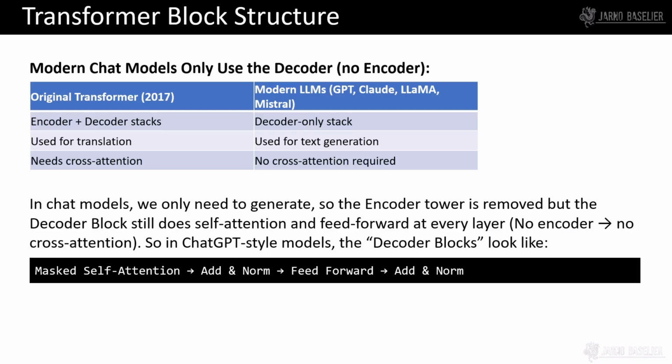So in chat models, we only need to generate. So the encoder tower is removed, but the decoder block still does self-attention and feed forward at every layer. No encoder means no cross-attention. So in ChatGPT-style models, the decoder blocks look like this: we have the masked self-attention, an add and norm layer, the feed forward layer, and again the add and norm layer. Just like we just saw.